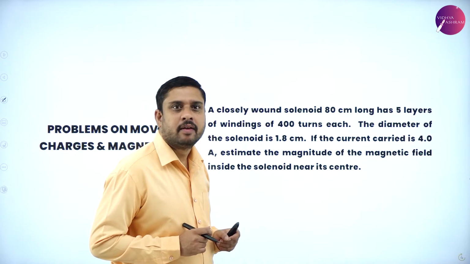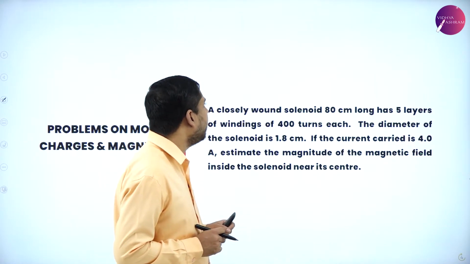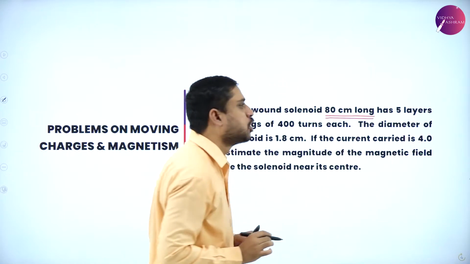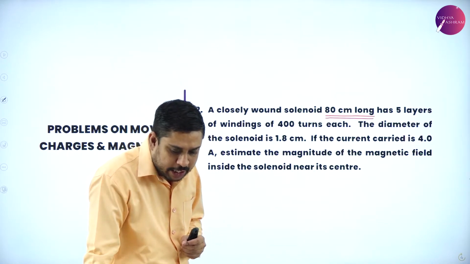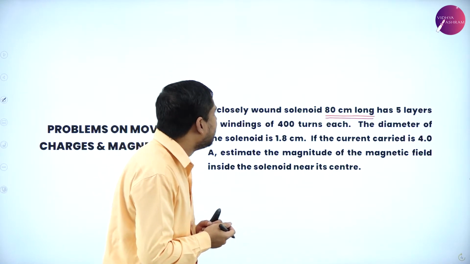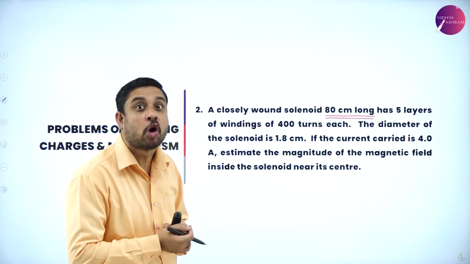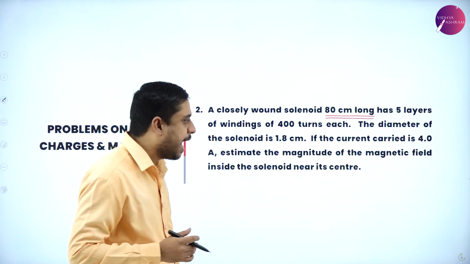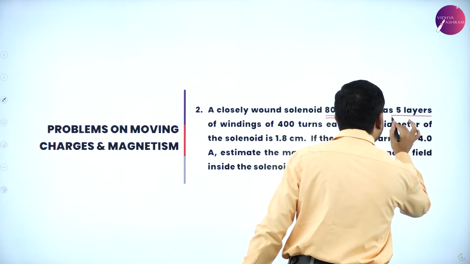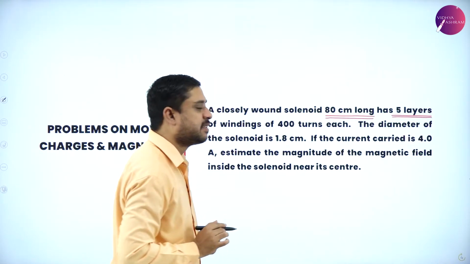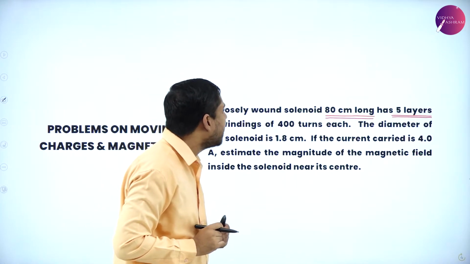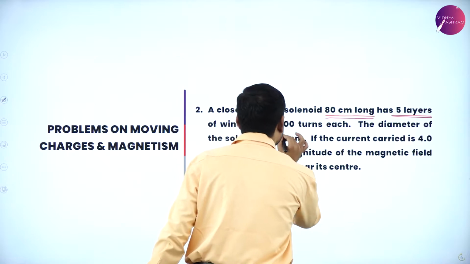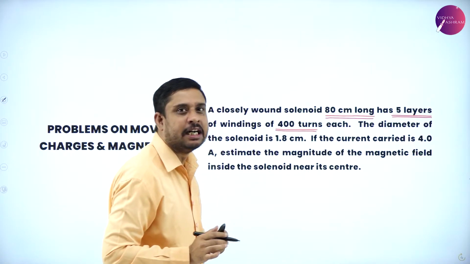A closely wound solenoid 80 centimeters long. The solenoid is 80 centimeters long. The solenoid has 5 layers of windings of 400 turns each.